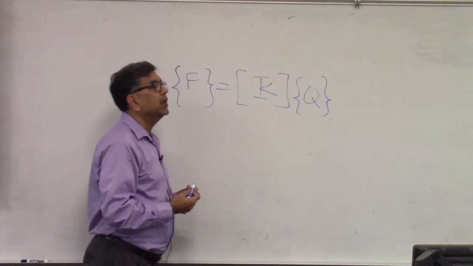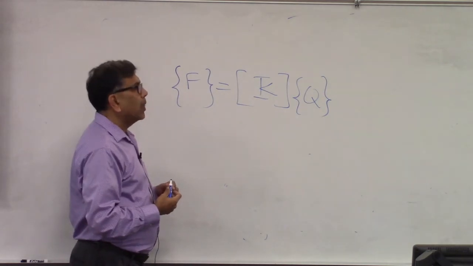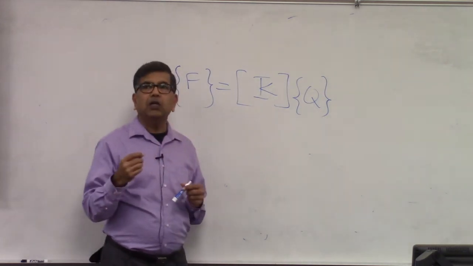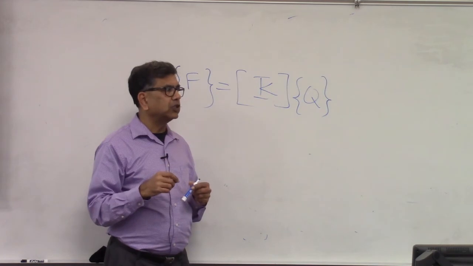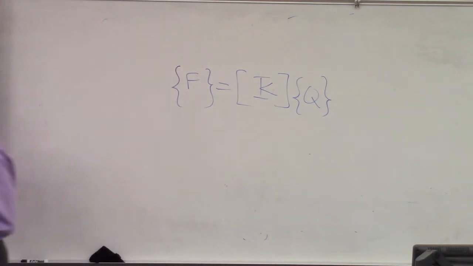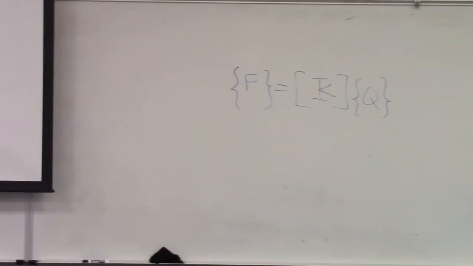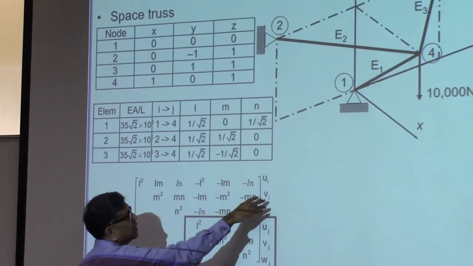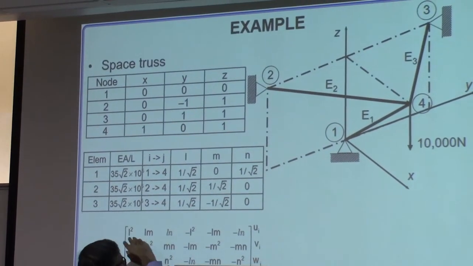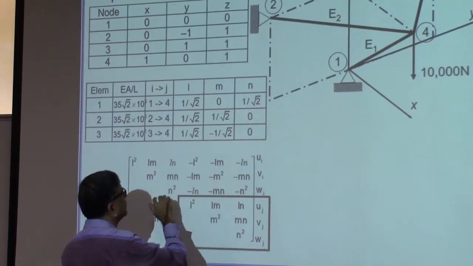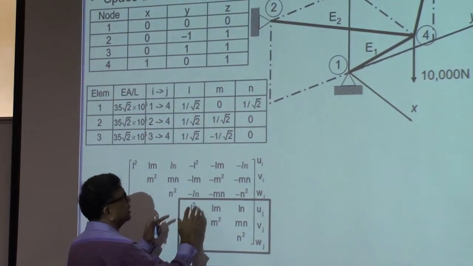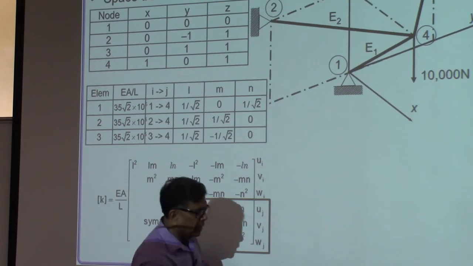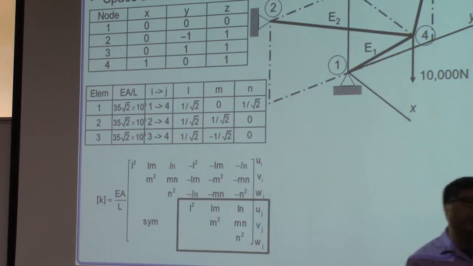How do you do that? You delete the rows and columns in the element stiffness matrix also. See, this is the element stiffness matrix. Suppose in this example, U1, V1, W1 of the first node are fixed, they are 0. Then I delete the first 3 rows and 3 columns here. I assemble only the non-zero degrees of freedom.